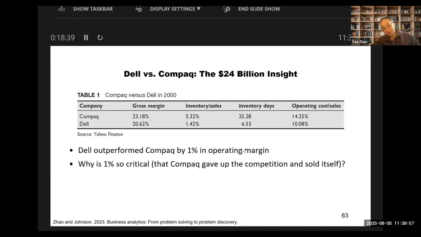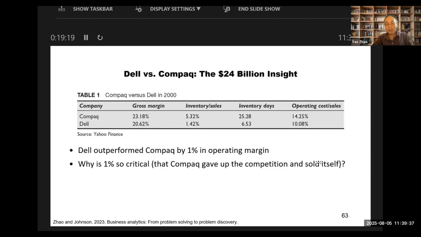Now, here's a question I ask a student, to see if they really understand, if they can really tell a story behind the data. Why is this 1% so critical? Compaq gave up the competition and sold itself. If you really understand this picture, you will understand why Compaq sold itself, really exited the market at the right time, and made $24 billion.